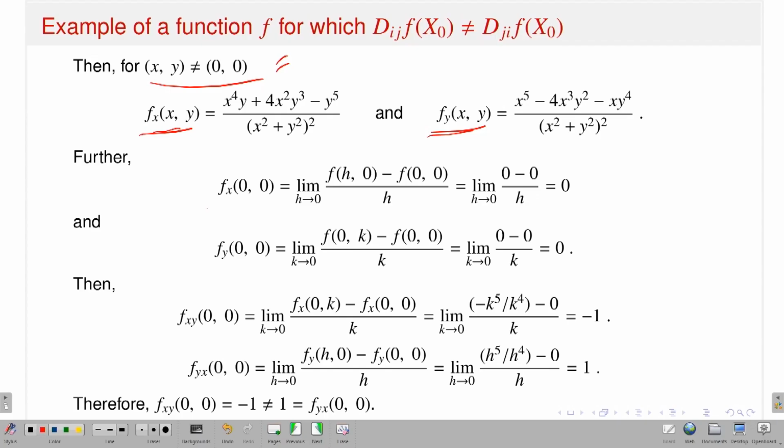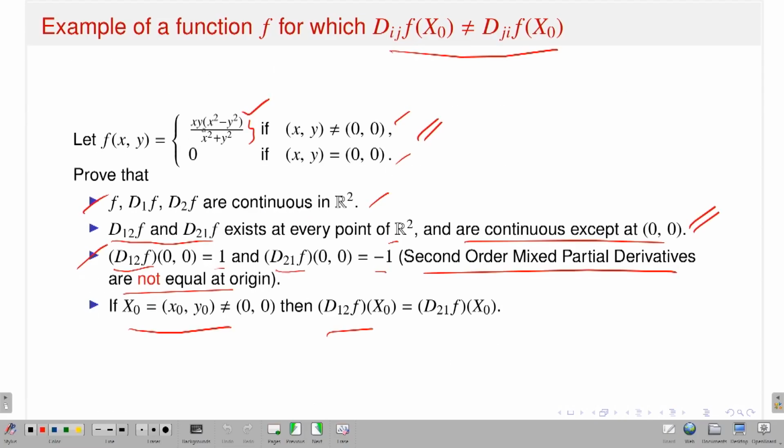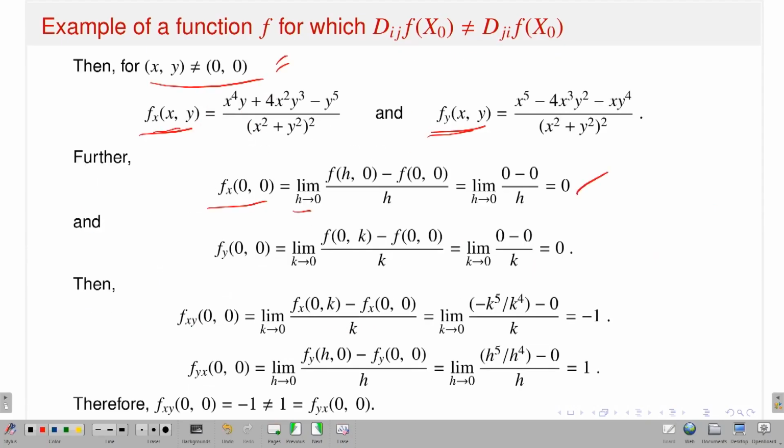So, I just use the definition: fx at the point (0, 0) is the limit as h approaches 0 of [f(h,0) − f(0,0)] divided by h. f(0,0) is given as 0. Just look at the definition for f(h,0): since y is 0, the function value is 0. So this is 0 by h, and the value will be 0. Similarly, you can calculate fy at the point (0, 0). Again doing the same with the definition, it is 0.